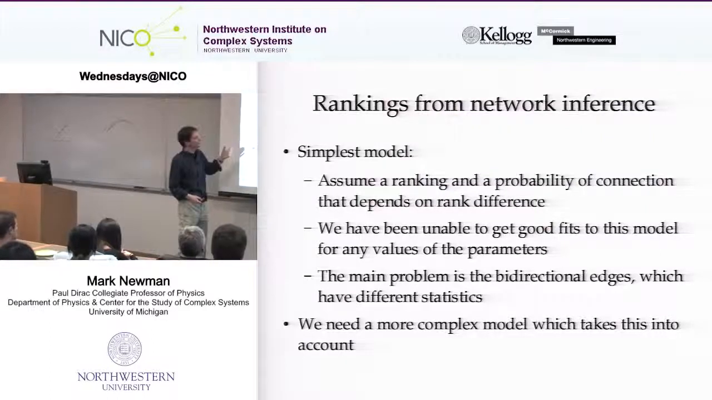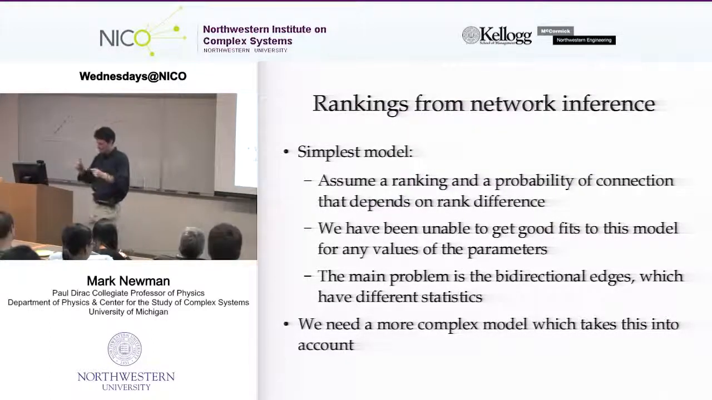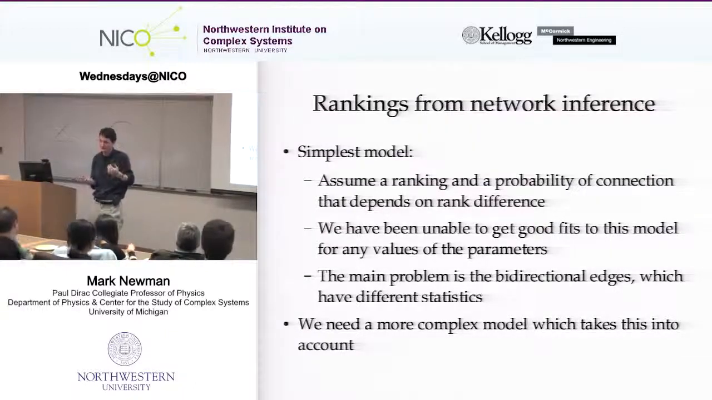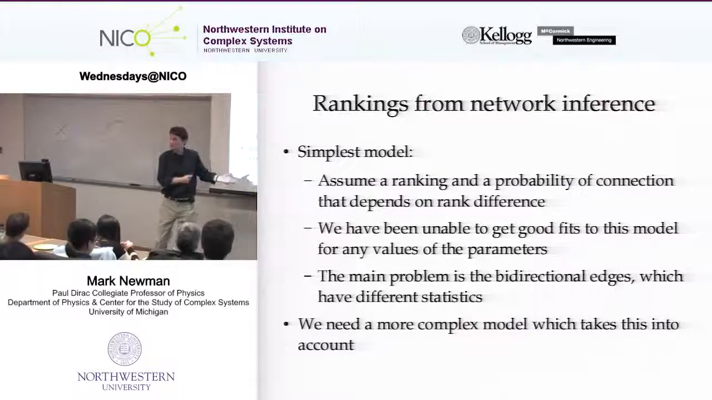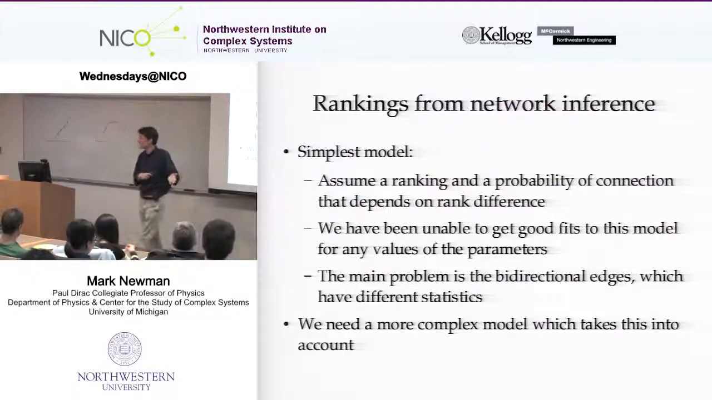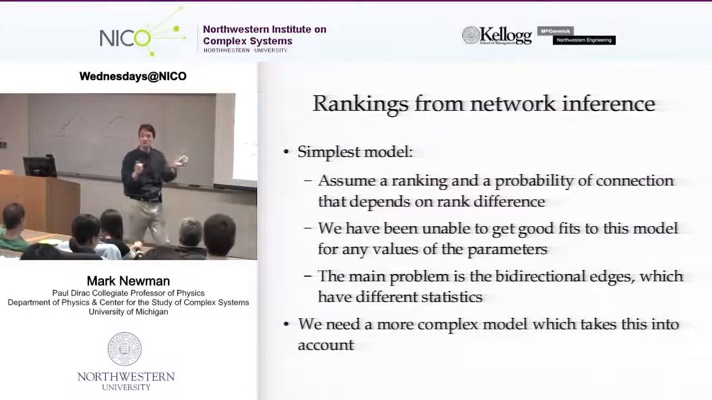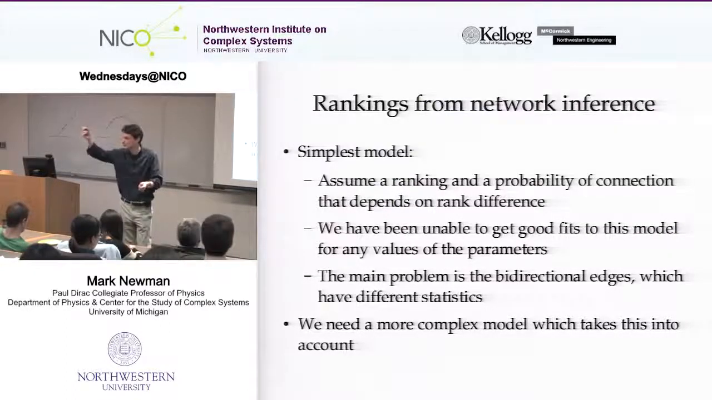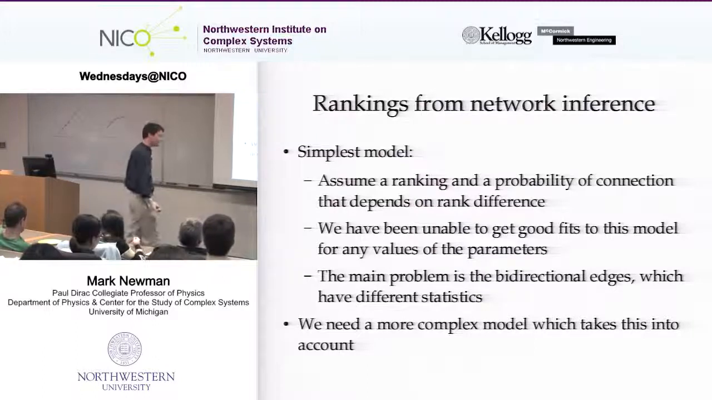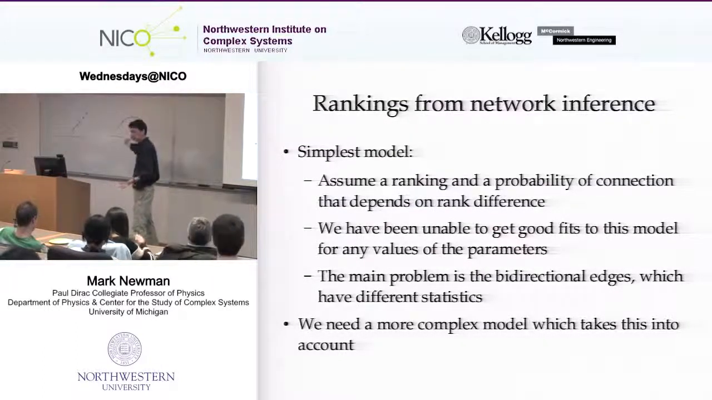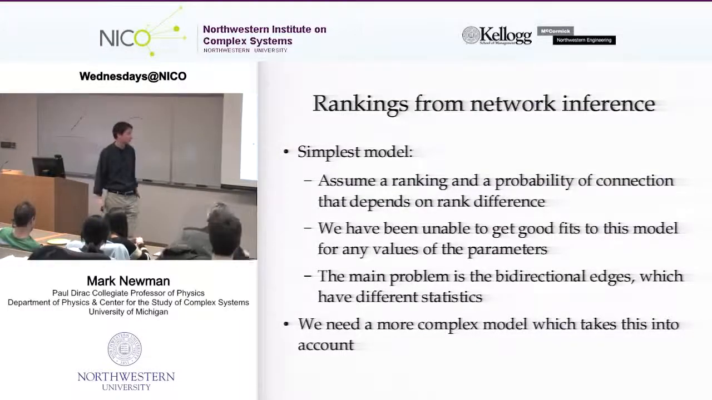The reason is that you have these bidirectional edges that go both ways, and then one-directional edges that only go one way. It turns out that those have completely different statistics. They behave in fundamentally different ways. That's telling you something sociological about this network: there's something fundamentally different between friendships where both people claim the friendship and friendships where only one person claims it. So we need to incorporate that difference in order to make a model that fits the data well.